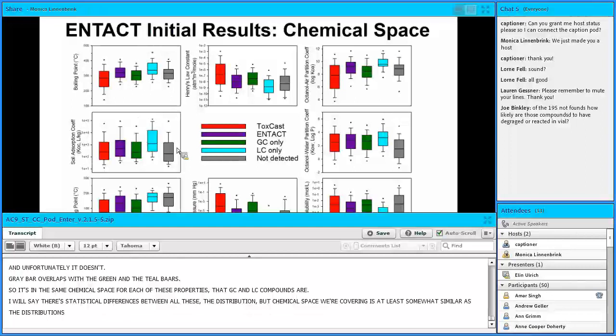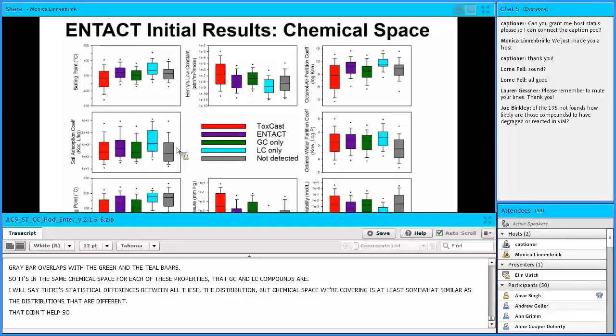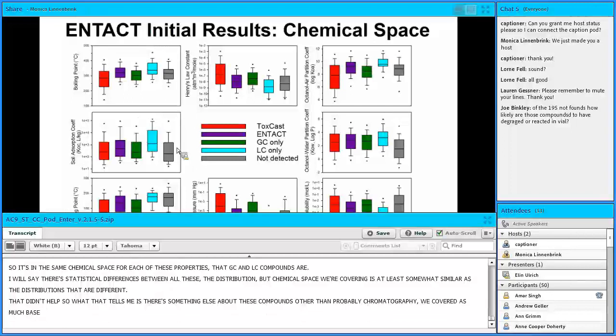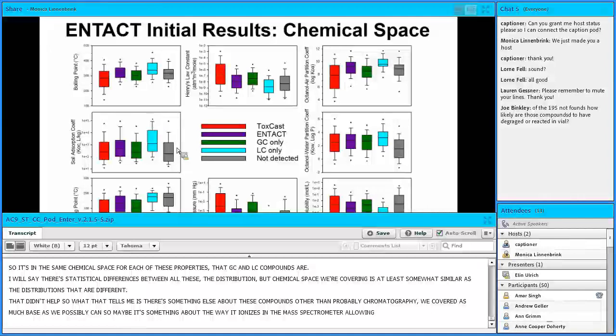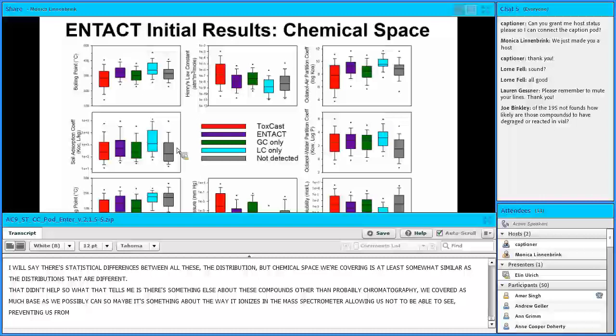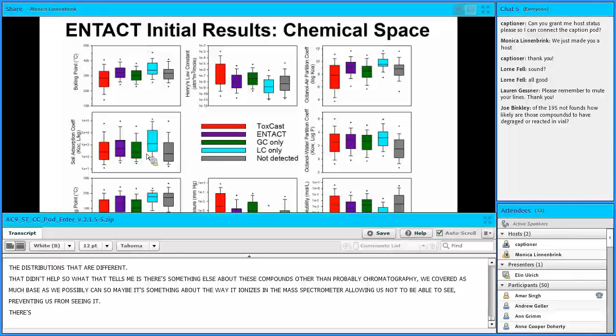So what that tells me is there's something else about these compounds other than probably the chromatography, because we've covered as much chromatography space as we possibly can. So maybe it's something about the way it ionizes in the mass spectrometer that is preventing us from seeing it. There's also a couple other results in here that don't necessarily make the most sense, so I wanted to talk about those first.